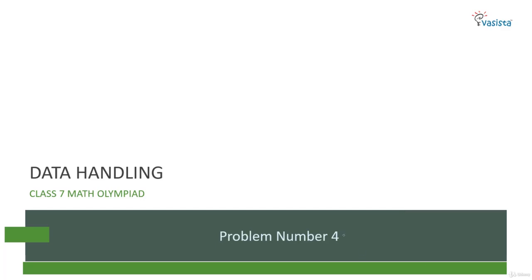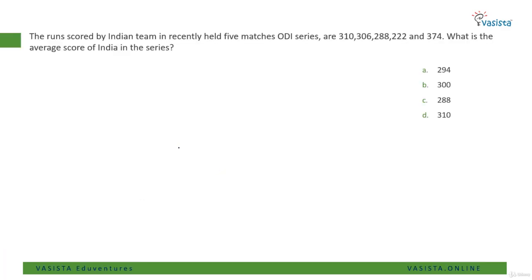Let us start working on problem number 4. The runs scored by the Indian team in the recently held 5-match one day international series are 310, 306, 288, 222 and 374. What is the average score of India in the series? It is a simple problem.